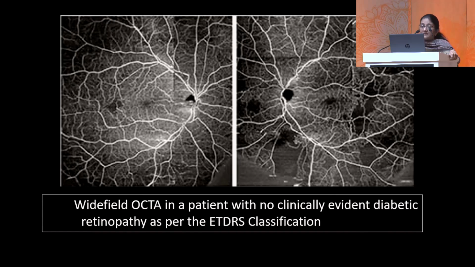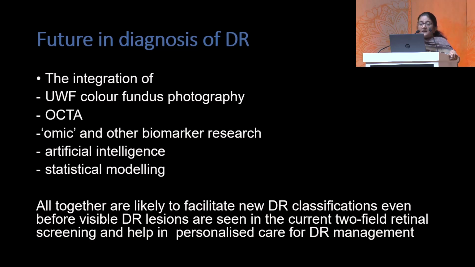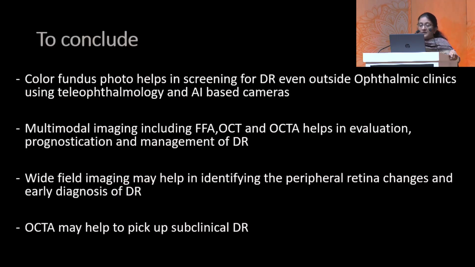We now also have a wide field OCTA, which is going to be very useful in picking up these changes in the peripheral retina. Coming to the future in diagnosis of DR, the integration of ultra-wide field color fundus photography, OCTA, the omics and other biomarker research, artificial intelligence and statistical modeling are together likely to facilitate new DR classifications even before we have clinically manifesting signs of DR on clinical examination. And this is going to help in personalized care for DR management.